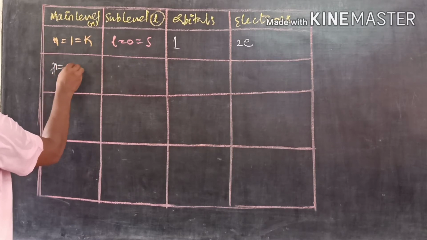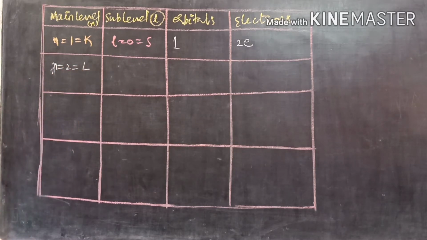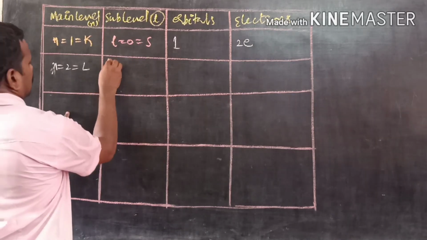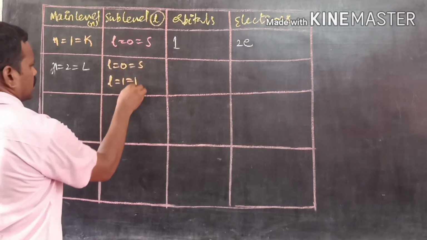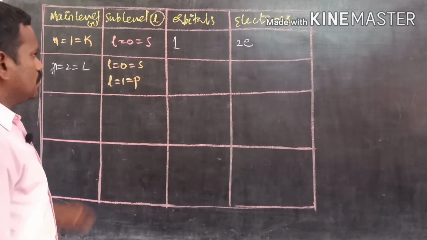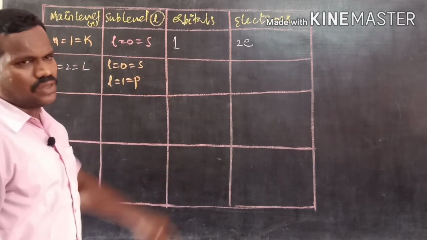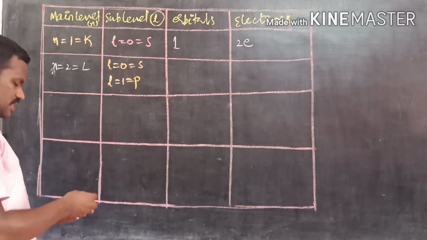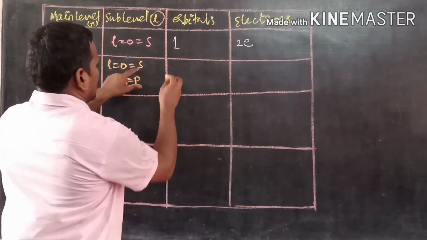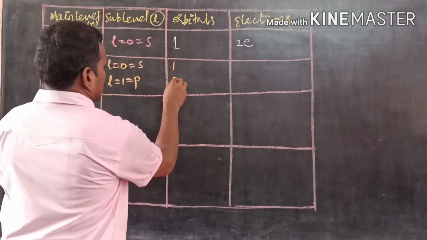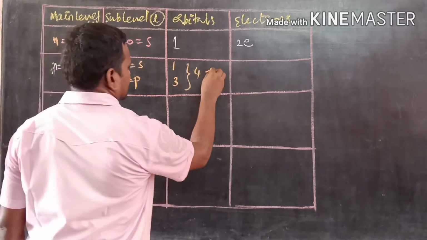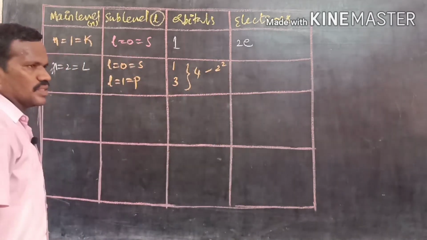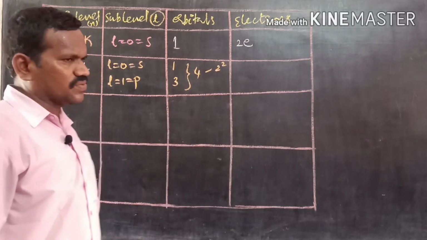Now let us come to n equals 2, that is main level L. Main level L is divided into 2 sublevels. What are they? l equals 0 is called the s sublevel, l equals 1 is called the p sublevel. Now, these sublevels are again divided into orbitals. How many orbitals are there? The s sublevel has 1 orbital and the p sublevel has 3 orbitals. The total number of orbitals is 4. This can be written as 2 squared. Let us discuss why I wrote 2 squared.